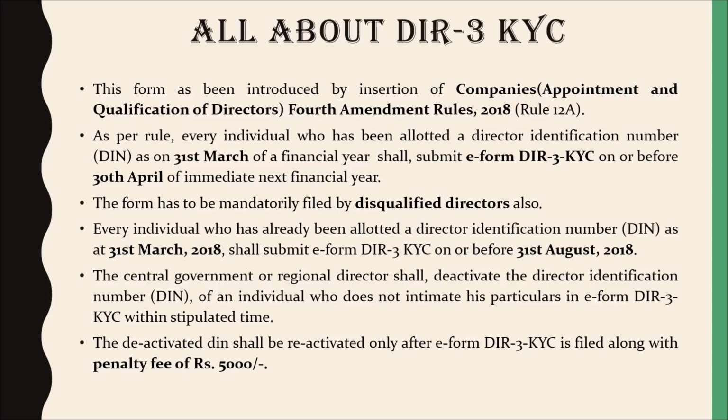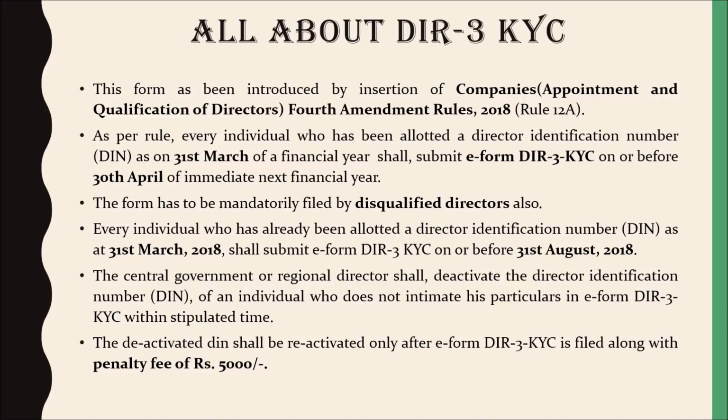As per this rule, every individual who has been allotted a DIR number as on 31st of March of a financial year shall submit the form DIR-3 KYC on or before 30th of April of the immediate next financial year. This form has to be filed on an annual basis. The form has to be mandatorily filed by the disqualified directors also.